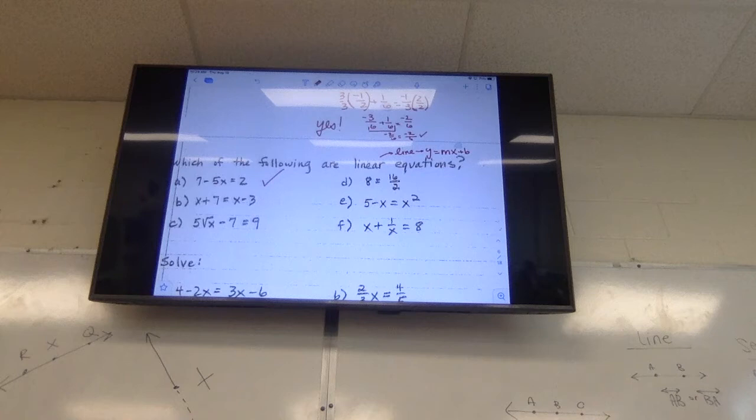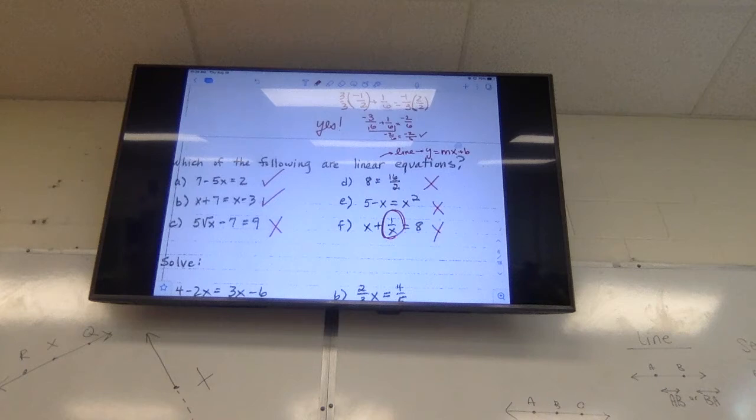B, what do we think? I'm gonna say yes because I've got x's here. So I'm gonna say yes. What about C? No. Definitely not, right? That's a square root. What about D? No, there's not even an x in there. E? No. No, it's an x squared. And then F? Yes. Oh, I'm gonna argue no. Because of one thing right there, the fraction.